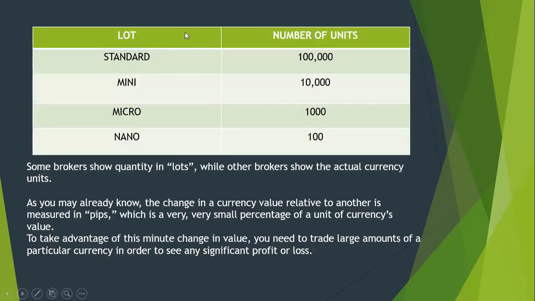So for the lot size, we have standard, mini, micro, and nano. For the number of units, we buy standard lots of 100,000 units. For mini, we buy 10,000 units, micro 1,000, nano 100. Some brokers show quantity in lots, while others show actual currency units.